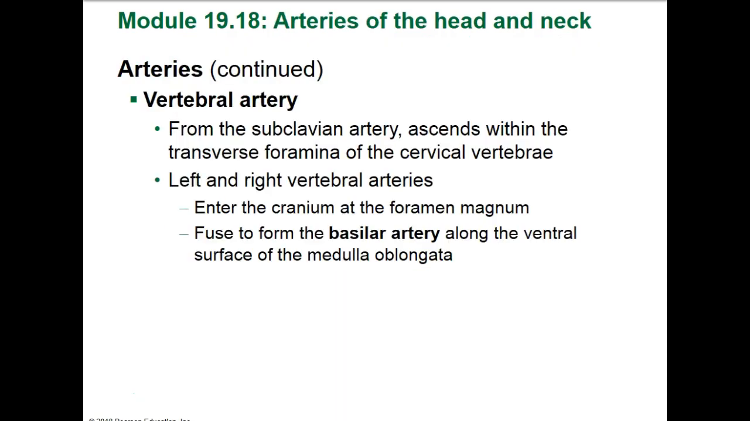And then the vertebral artery from the subclavian artery moves upward in the transverse foramina of the cervical vertebrae, and the left and right vertebral arteries enter the cranium at the foramen magnum. That's the large hole at the bottom of the skull. They fuse to form the basilar artery along the ventral surface of the medulla oblongata.